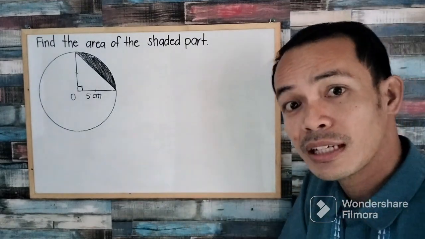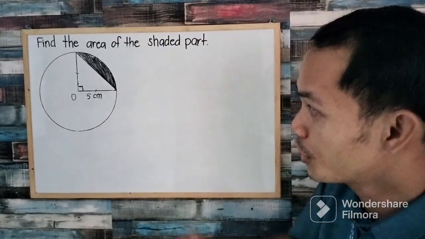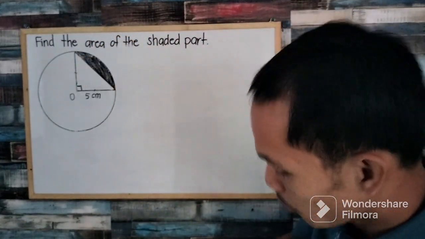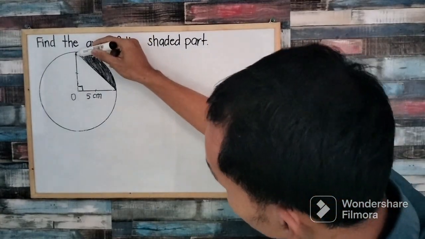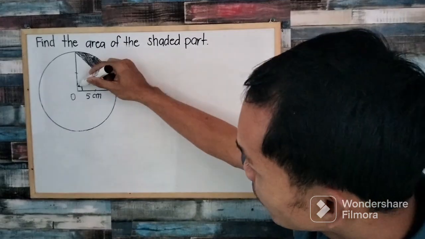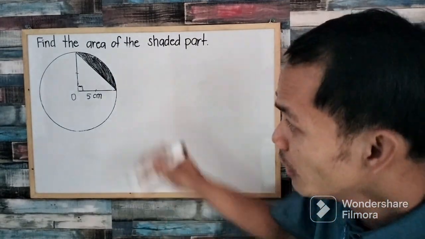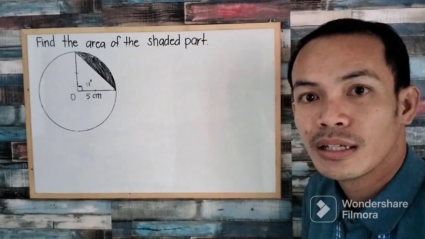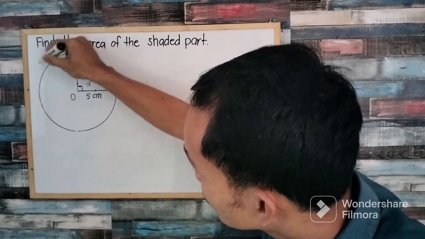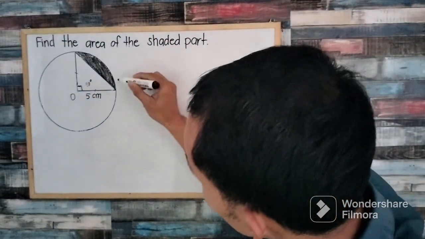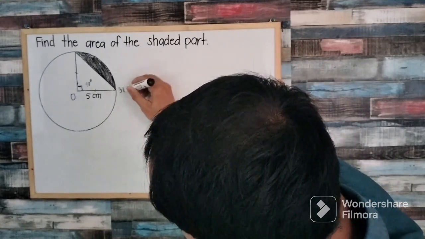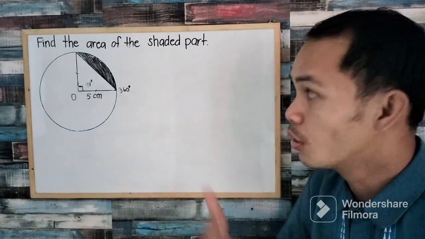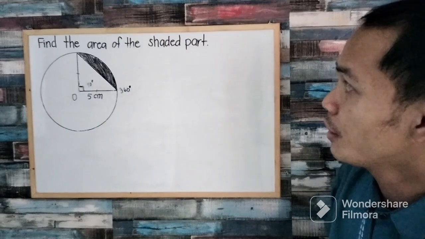Okay, the first thing na gagawin mo is you have to find the area of this portion. This one here. Okay? Kung makikita natin, yung dalawang radii natin is forming a right angle. So, ibig sabihin, yung measure ng angle na to is 90 degrees. Okay? At alam naman natin na yung buong circle has a measure of 360 degrees. Right? So, ngayon, focus tayo doon sa area. Okay? We have to find the area of the shaded part.